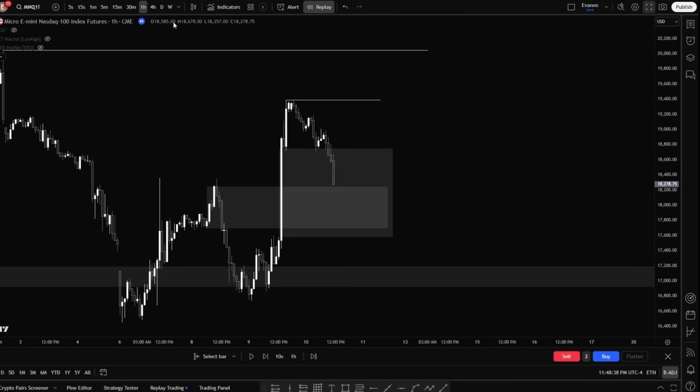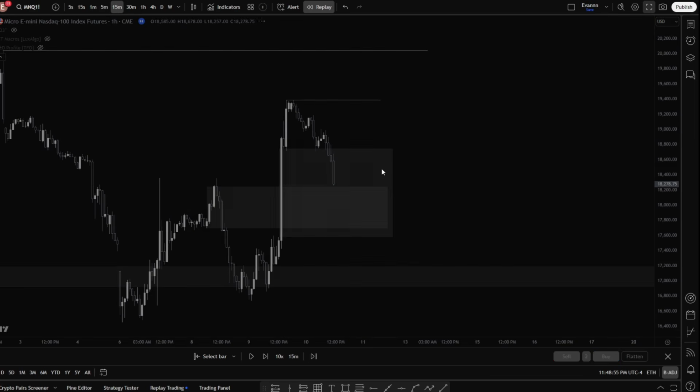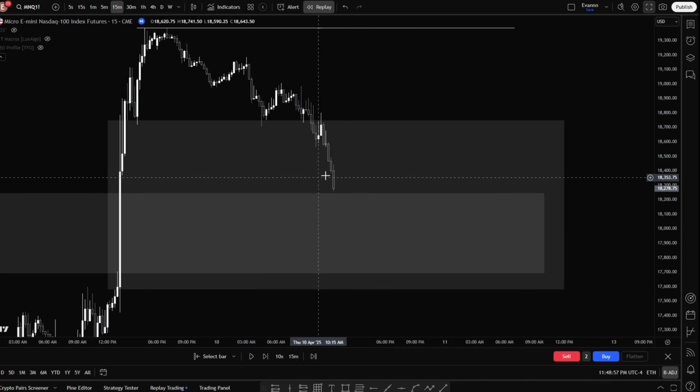So going into the morning session right here on April 10th, we had very, very bearish order flow, but we are in an area where I expected to reject off of. So I let internal price action validate that. So I wanted to see a bullish setup within this fair value gap and this breaker block.